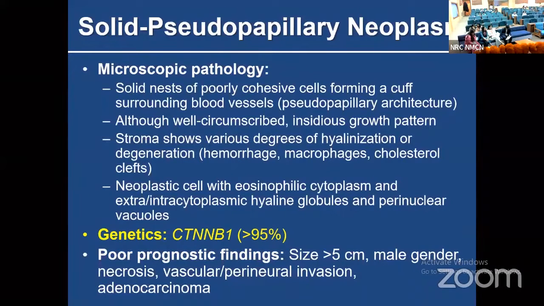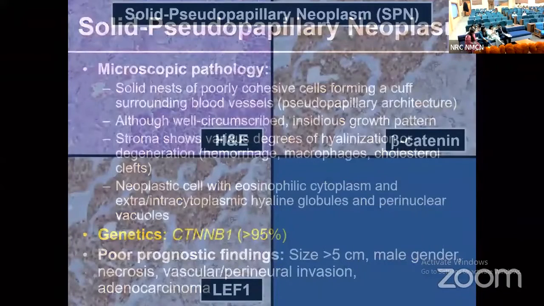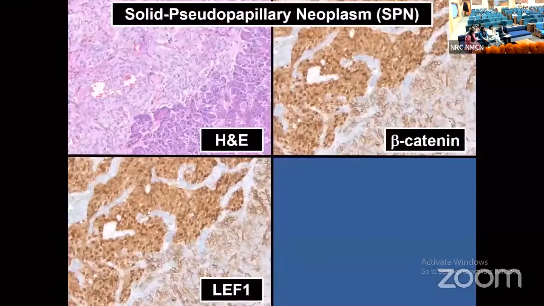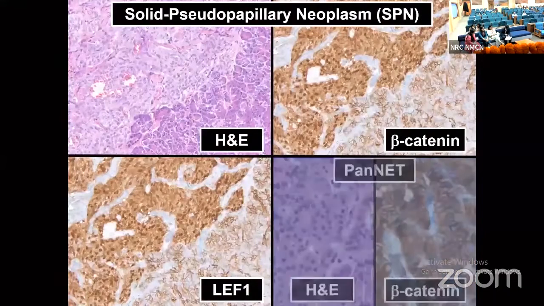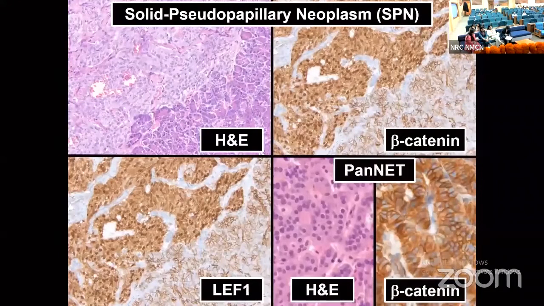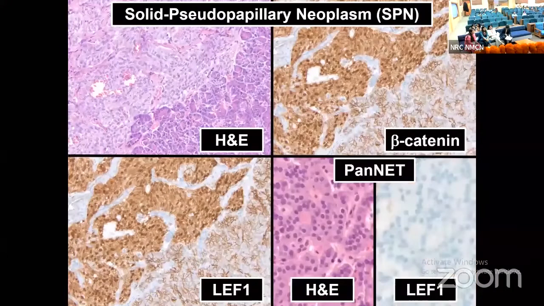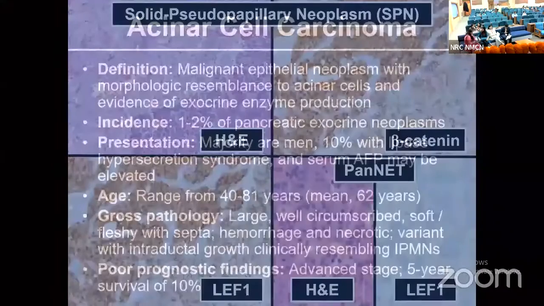In contrast, pancreatic neuroendocrine tumors are typically absent for these alterations, and therefore beta-catenin can be used to help distinguish between the two neoplasms, with PanNETs exhibiting membranous staining, while solid pseudopapillary neoplasms have beautiful nuclear staining. And since beta-catenin is not expressed within the nuclei of pancreatic neuroendocrine tumors, LEF1 is also completely absent in these tumors as well.